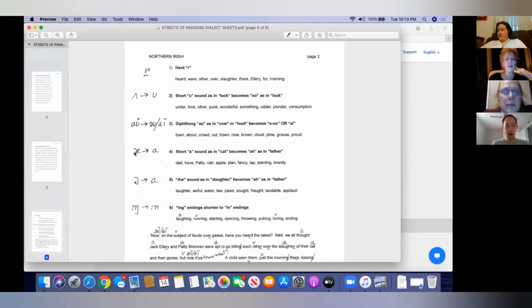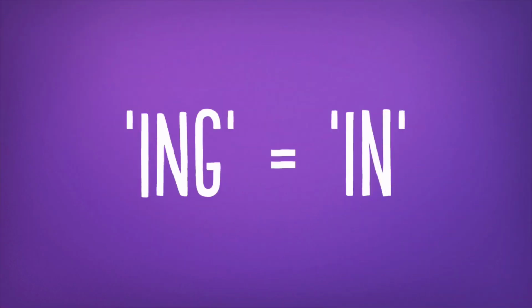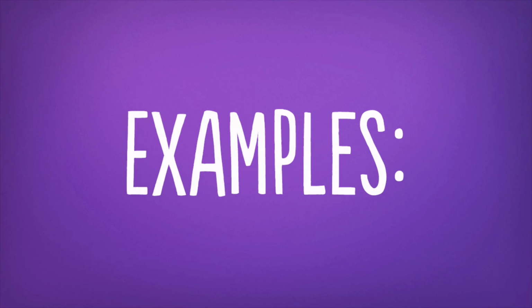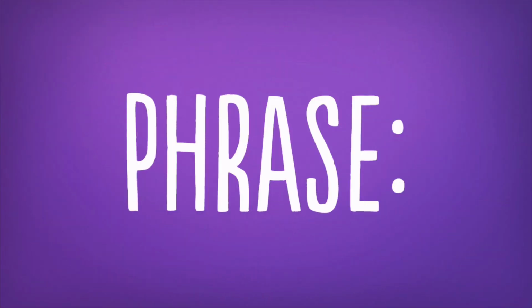This is the other one, the sound a, as in cat, becomes ah, so it's cot. So it's awful, water, law, pause, stop. ING endings, just like in the Liverpool, they shorten to in. Laughing, running. Starting, opening, going, throwing, loving.